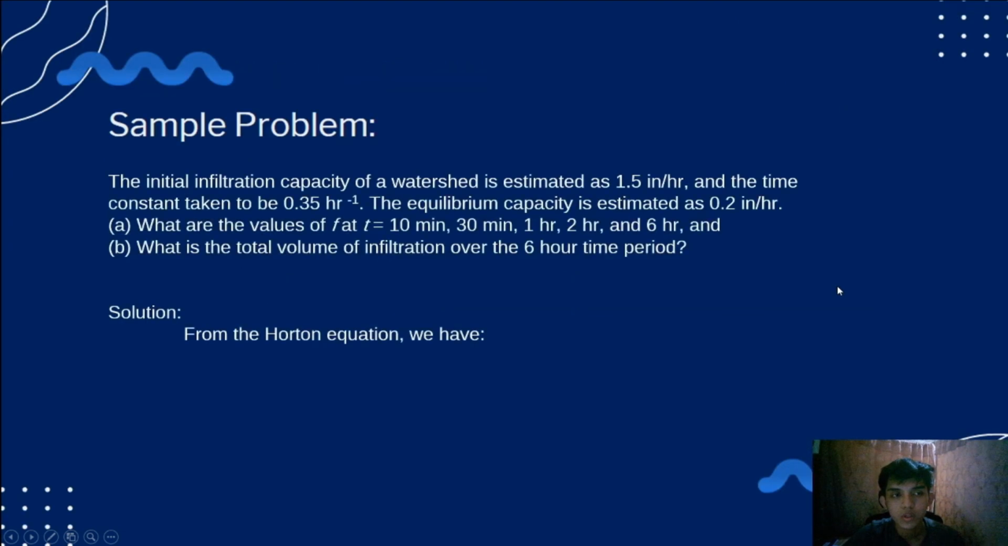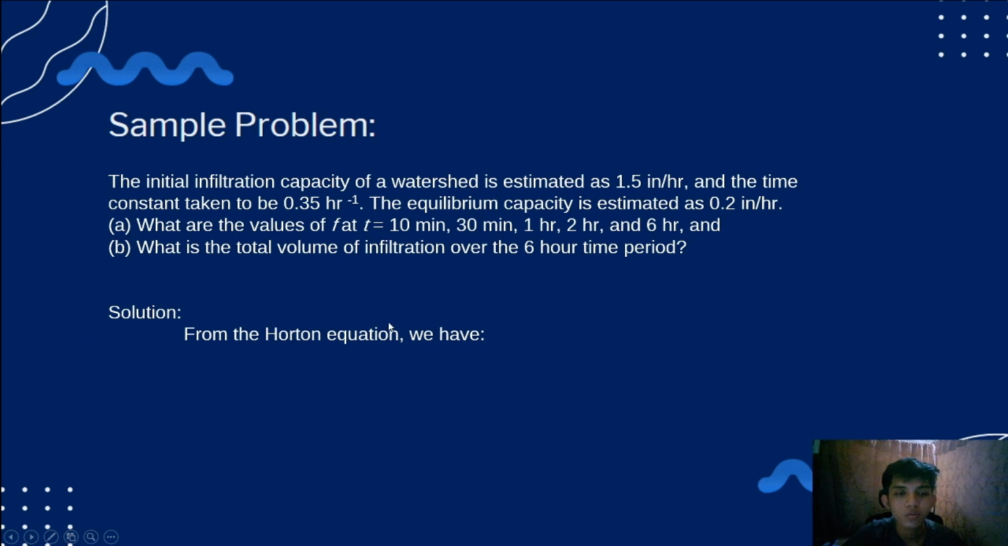In the next slide, we will have a sample problem. So we have the initial infiltration capacity of a watershed estimated as 1.5 inch per hour, and the time constant taken to be 0.35 hour raised to negative 1. The equilibrium capacity is estimated as 0.2 inch per hour. We have two questions here. Letter A, what are the values of f at t is equal to 10 minutes, 30 minutes, 1 hour, 2 hours, and 6 hours? And B, what is the total volume of infiltration over the 6-hour time period? So we will now first proceed with question A.